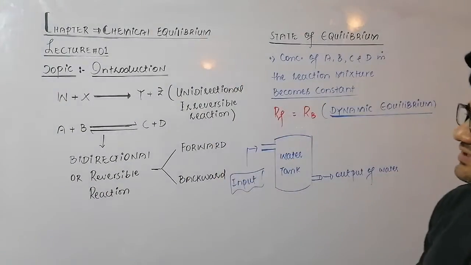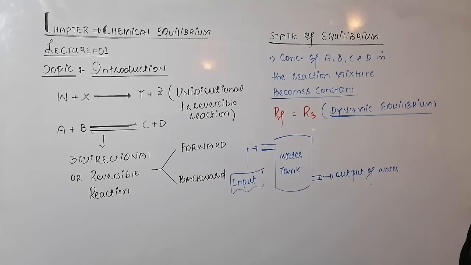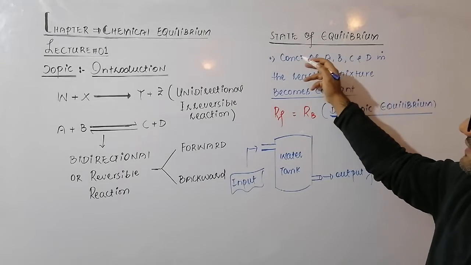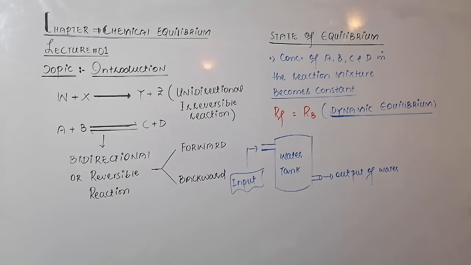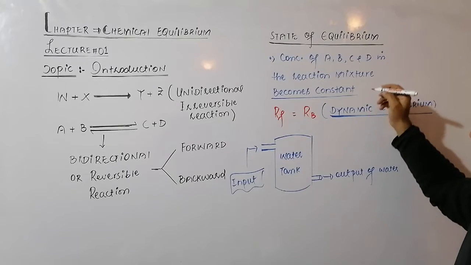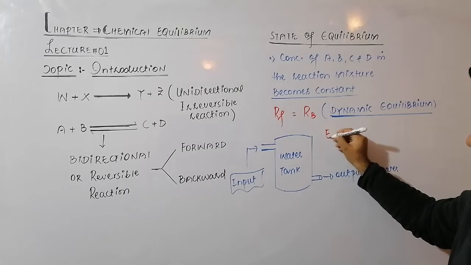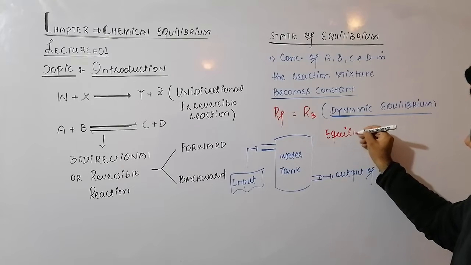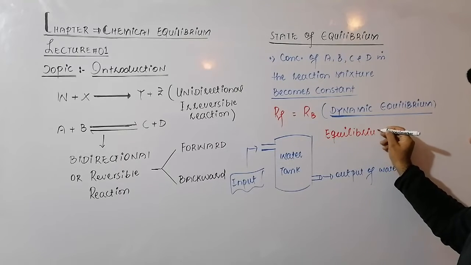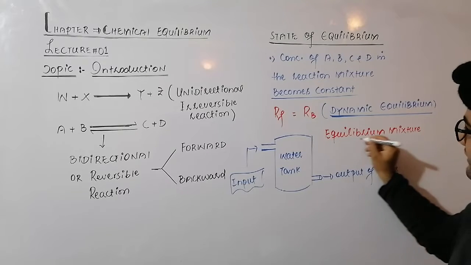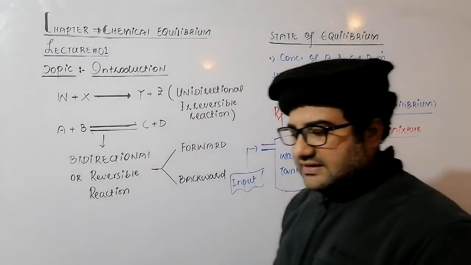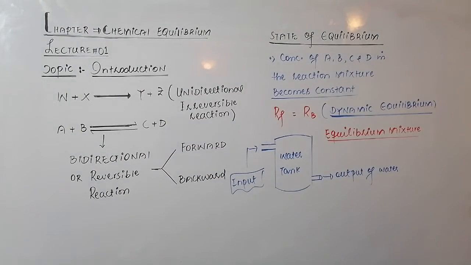In the same way, a reversible reaction proceeds in both directions, but the speed of the forward and the backward reaction are equal. Now when I say that the concentration of all these reactants and products becomes constant and is not further changed, then the reaction mixture at this stage is called the equilibrium mixture. So the reaction mixture at the state of equilibrium is called the equilibrium mixture.